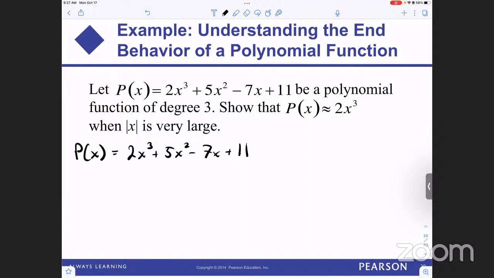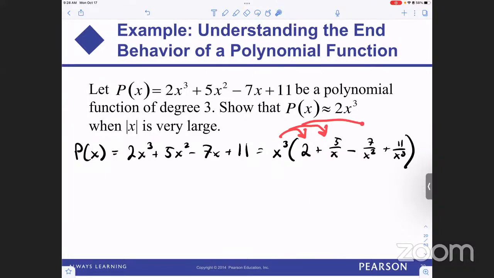So we have this polynomial. Now let's factor out x cubed from all the terms, right? If we factor out x cubed from the first term, we're left with 2. If we factor out x cubed from the second term, we're going to be left with 5 over x. And then it's going to be 7 over x squared plus 11 over x cubed, right? And you know that this is correct because if you distribute back, you get the original. The 3 loses 1, so you have 2 left, you have 1 left, you have none left, right?